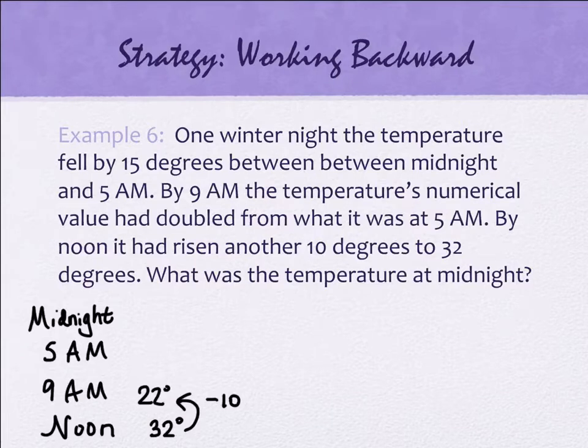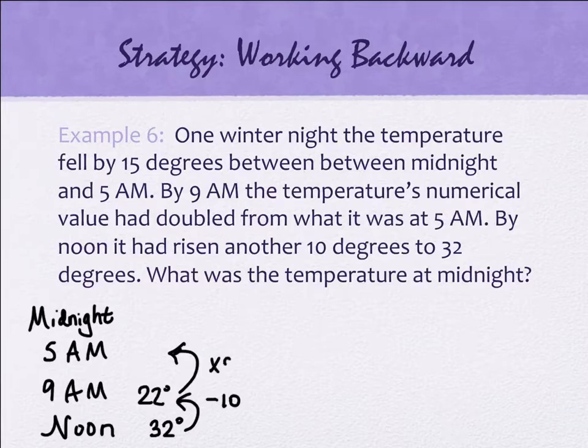All right, we're going to keep this process up. What would I have to do to go back to 5 a.m.? Divide by 2. It says that by 9 a.m. the temperature's numerical value had doubled.